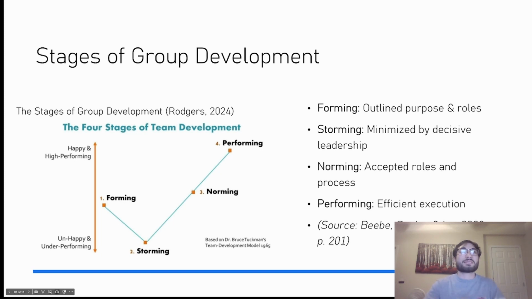On the stages of group development. These are the stages of group development according to our textbook. Forming, which is sorting out the process; storming, where disagreements arise; norming, establishing norms; and performing, achieving results. We quickly moved through these phases. My decisive leadership minimized storming, allowing us to settle into our roles and perform efficiently. This is from our textbook, and this image is from another source.